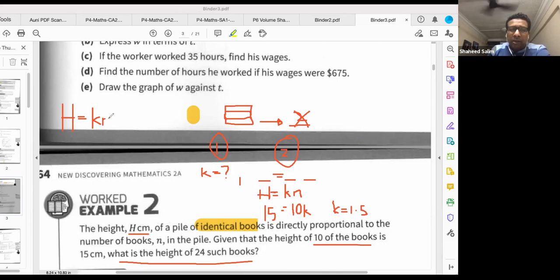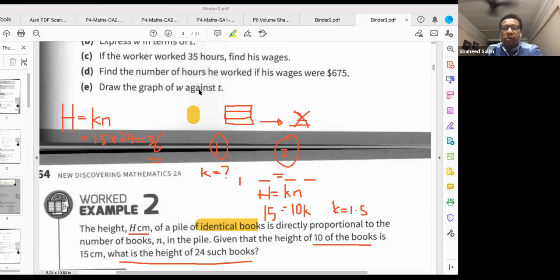So remember, this equation is important. You want to find the height? Height equals K, which is 1.5, times N. N is 24. So you get 36 cm. I'm going slow so that everyone is able to understand. Okay, you get 36 cm.